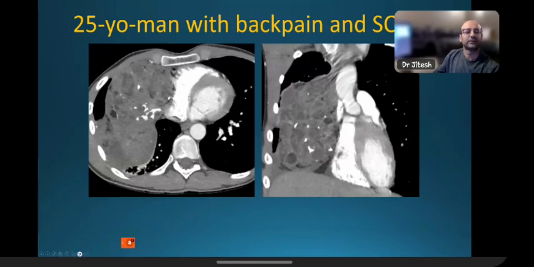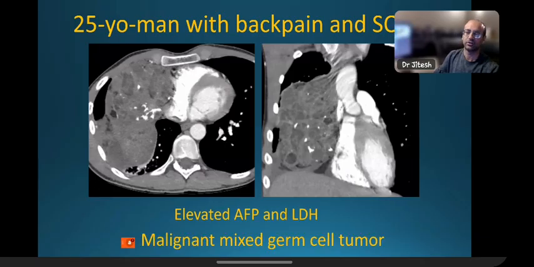Now these two examples, look at this. Same patient. We can see this patient has a very large tumor containing areas of fat and calcifications. Very heterogeneous looking, invasive looking, large tumor. This patient has an elevated AFP. So this was a mixed germ cell tumor. It has both teratoma and non-teratomatous components.